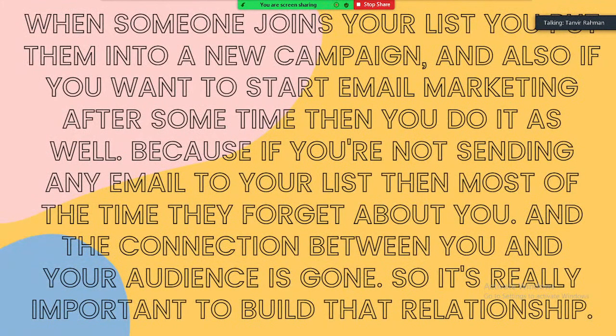So when someone joins your list, put them into a new campaign, all right? Because almost every single email marketing software out there, like Mailchimp, ConvertKit, MailerLite, all right, even if it's free or paid, you can create a new campaign for them. There's an option for an automated campaign for everyone who joins your list. So you can try it out. I recommend you do 4 or 5 different email sequences before you move them to your regular email.